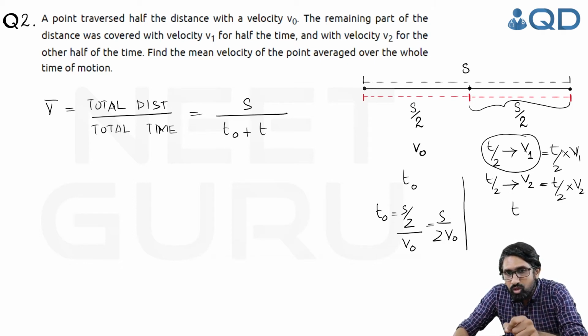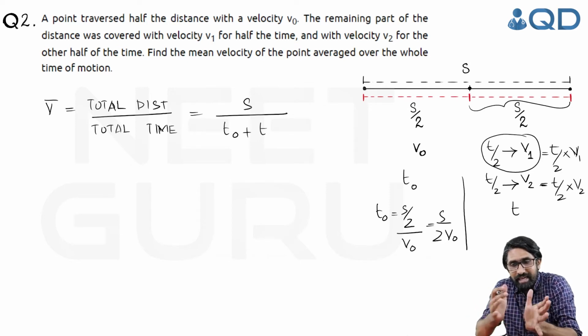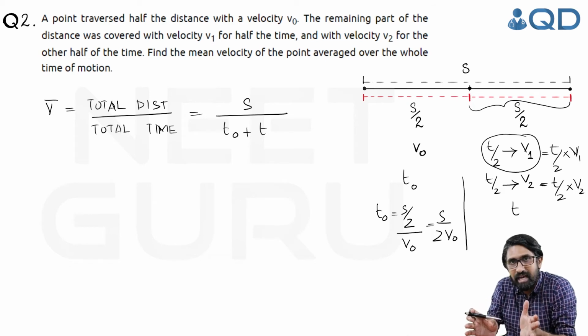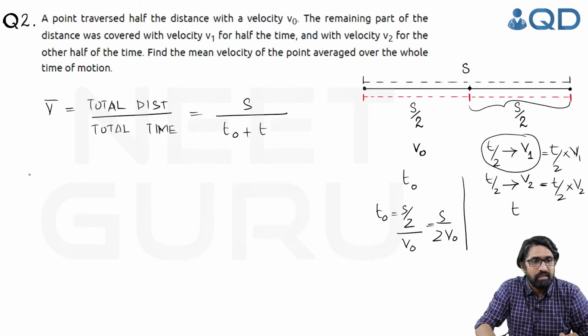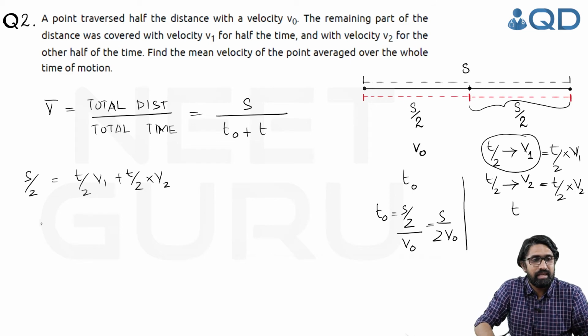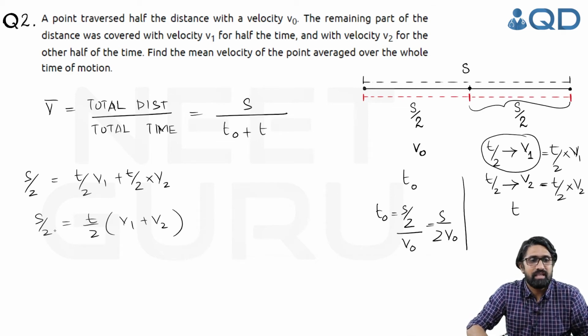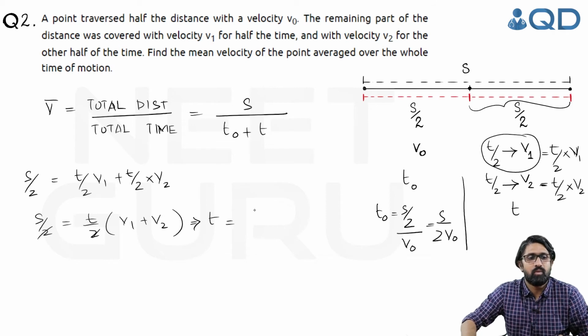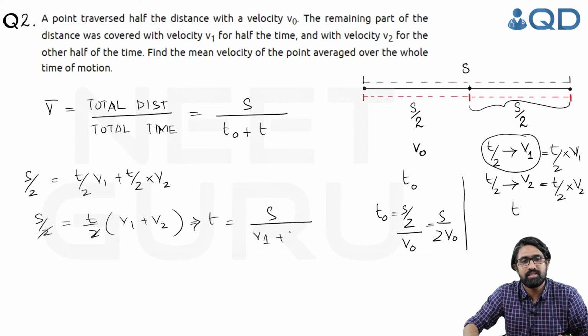Now, if I add these two distances here, t by 2 into v1 and t by 2 into v2, I should get s by 2, because that is how the journey is made. The second half of the distance of the journey is covered in two different times. If I add that up, I should get s by 2. So I can say that s by 2 will be equal to t by 2 into v1 plus t by 2 into v2. And that is s by 2 will be equal to t by 2 taken out, v1 plus v2. If I strike off 2 from both sides of the equation, I'll have t is equal to s divided by v1 plus v2.